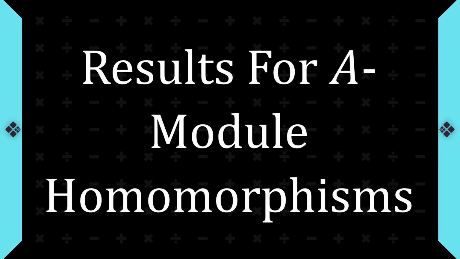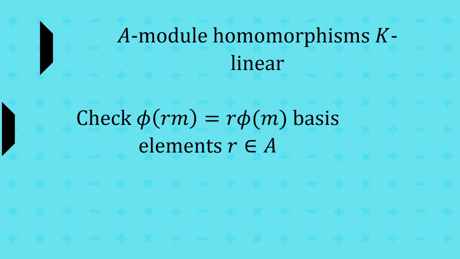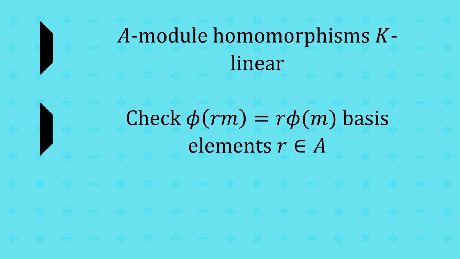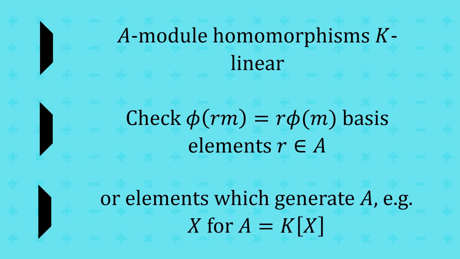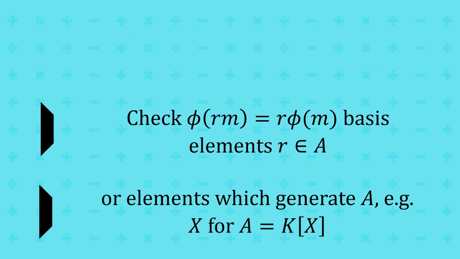Then let's give some results for A module homomorphisms. First, A module homomorphisms must be k-linear. Also, it suffices to check that phi of r m equals r phi of m for basis elements r in A, or just for elements which generate A, such as x for A equal to k adjoin x.